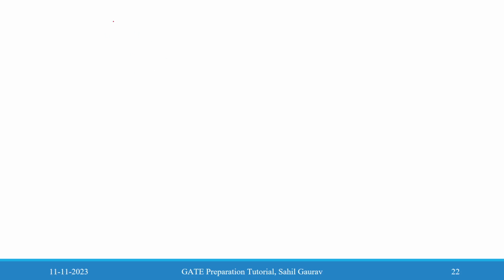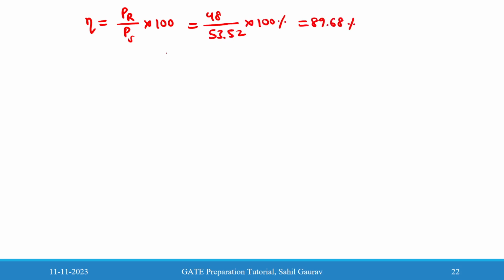So efficiency will come as PR divided by PS into 100. PR we have calculated as 48, PS is 53.52 megawatt, into 100%. So it is 89.68%.